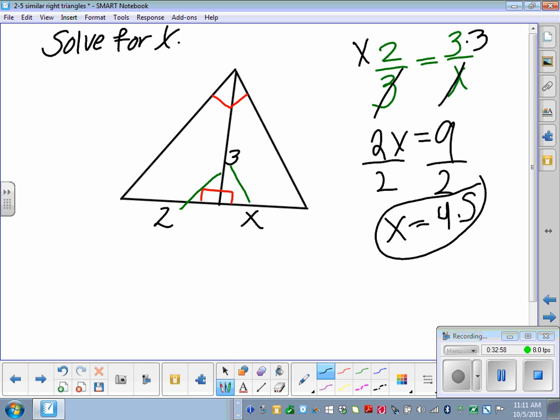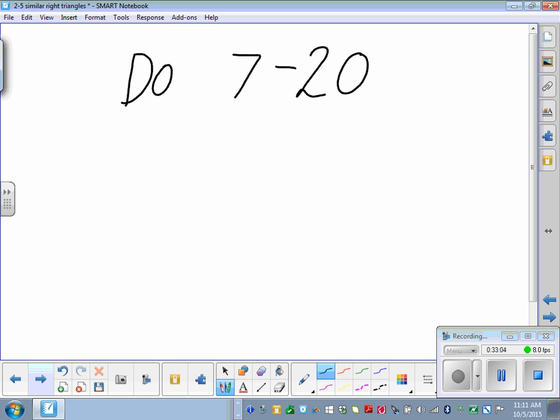If you have to redraw the triangles, do it. I think that made more sense to you than it did the first hour without splitting it up. So do problems 7 through 20. I want you working your tail off on this stuff.